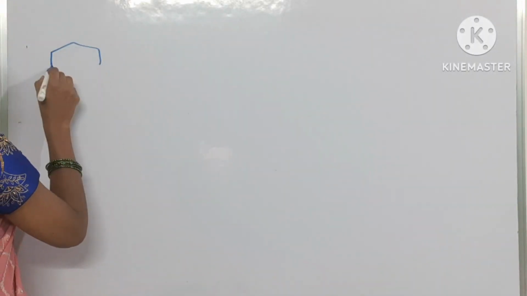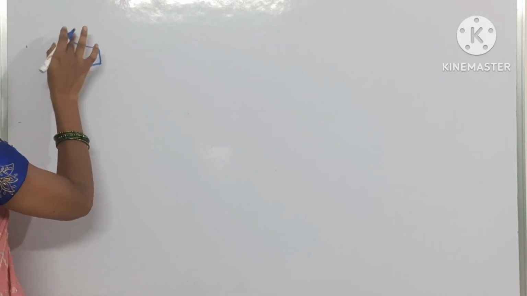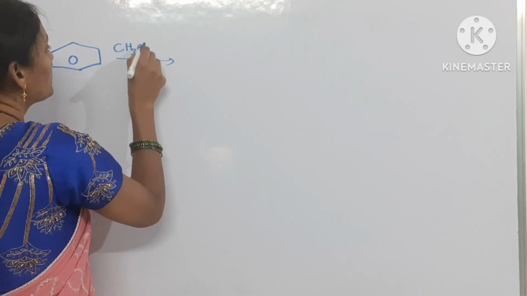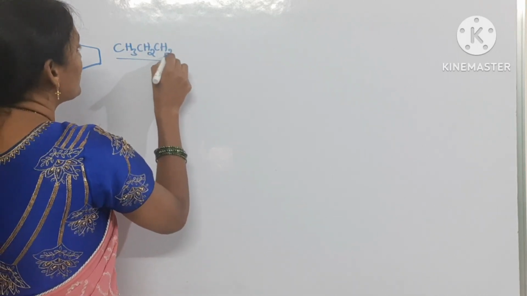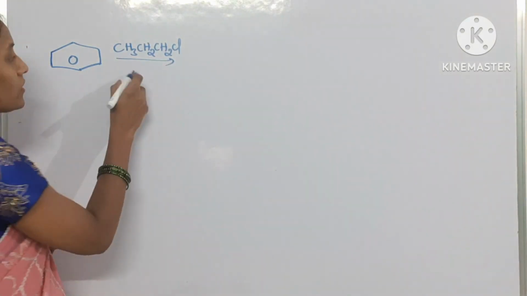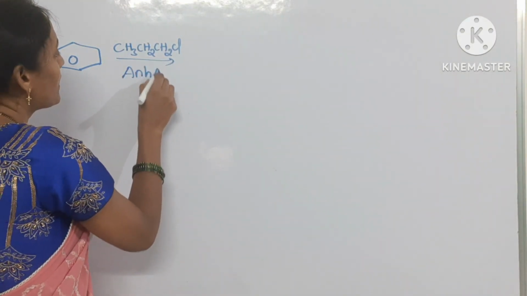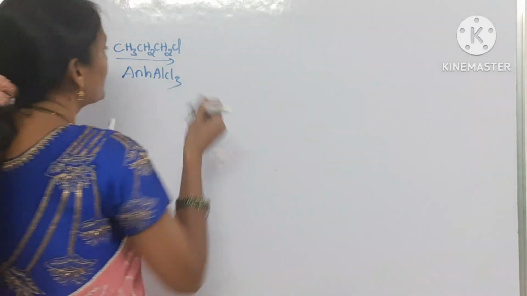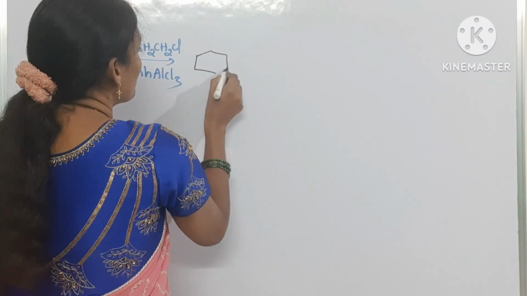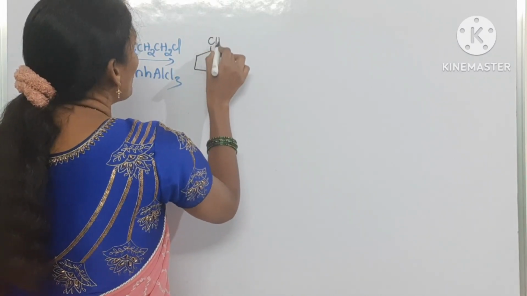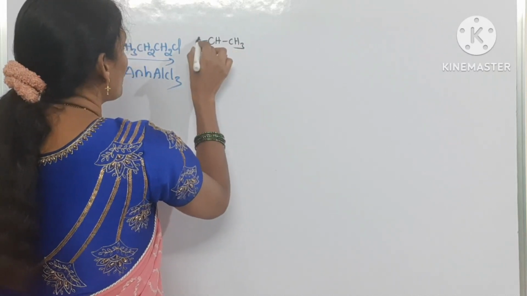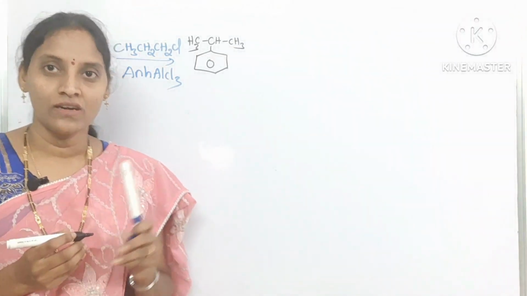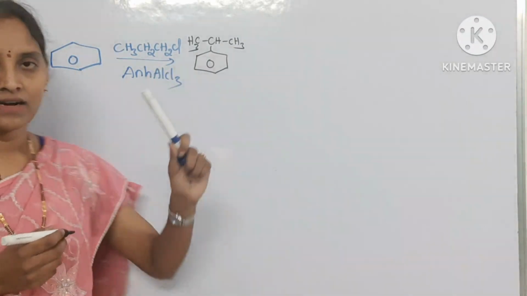You can see this is the benzene reacting with CH3CH2CH2Cl. This is the propyl chloride in presence of anhydrous AlCl3. So you will get the product here. This is the benzene ring. On the benzene ring, the secondary carbocation is going to attack, so that isopropyl benzene will be formed. This is the isopropyl benzene. This is the major product instead of n-propyl benzene.